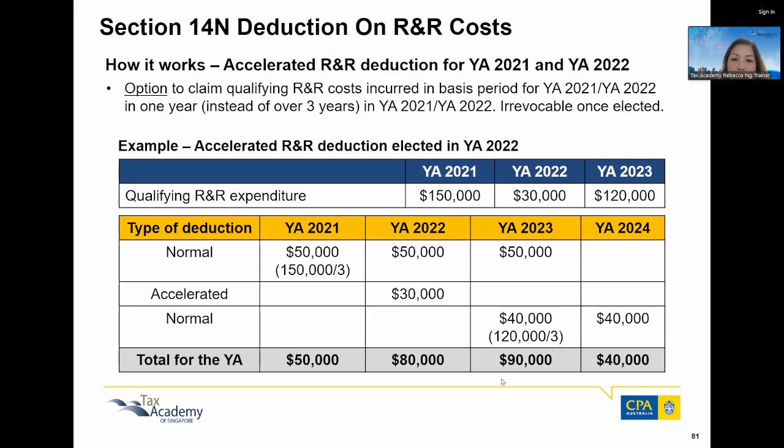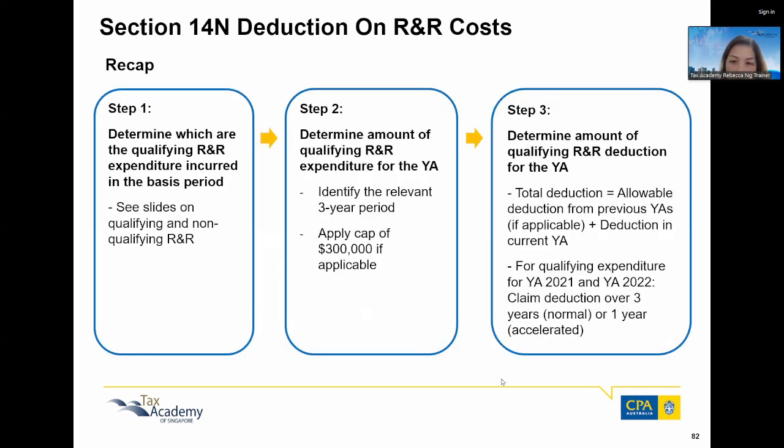So what does it mean? For the purpose of this YA 2023, the total deduction is 90,000. The total deduction is equal to the deduction in the current year as well as the previous years. Because in previous years we claim over a 3-year period, I didn't claim 150,000 in that year. So I apportion it over 3 years. So in year 2023, I can claim 50,000 and 40,000. That's what the slide is saying.